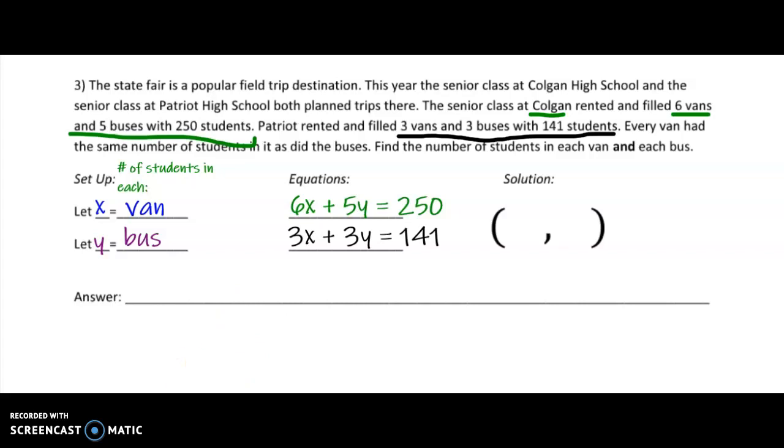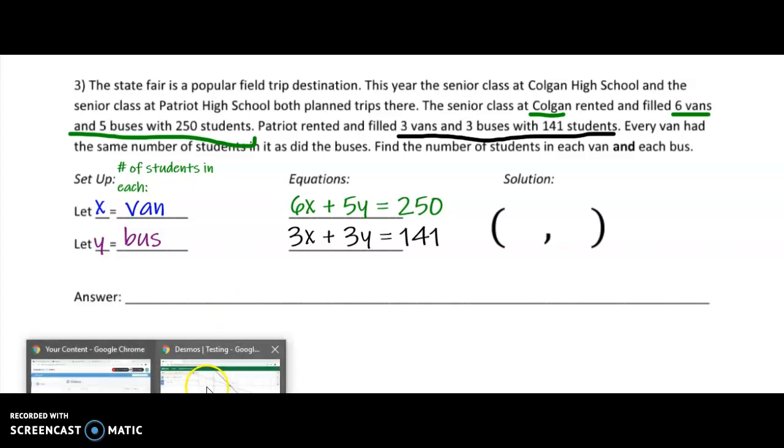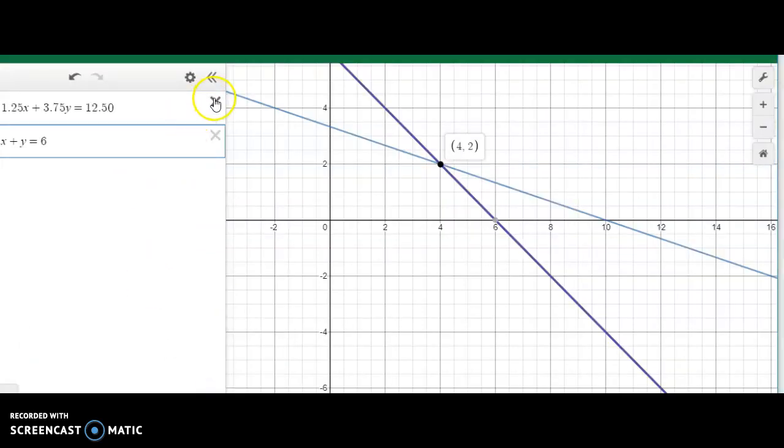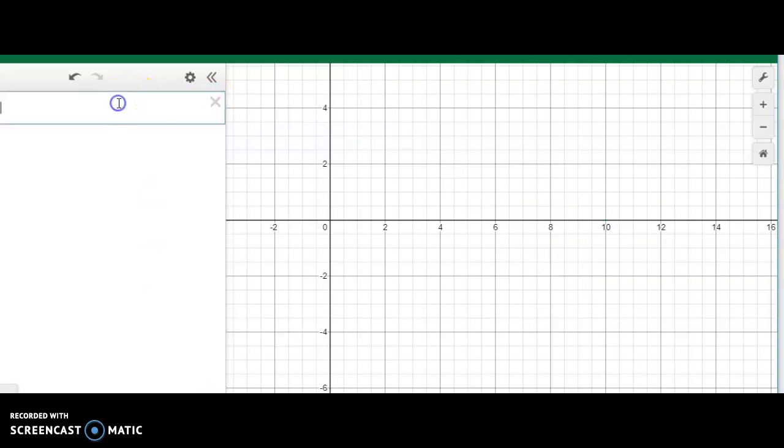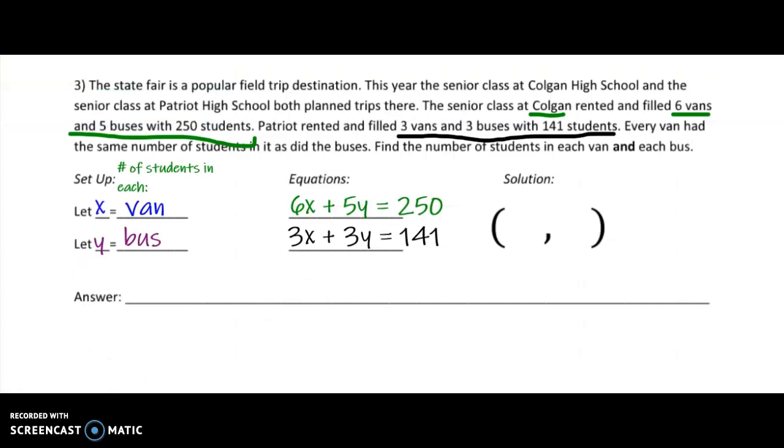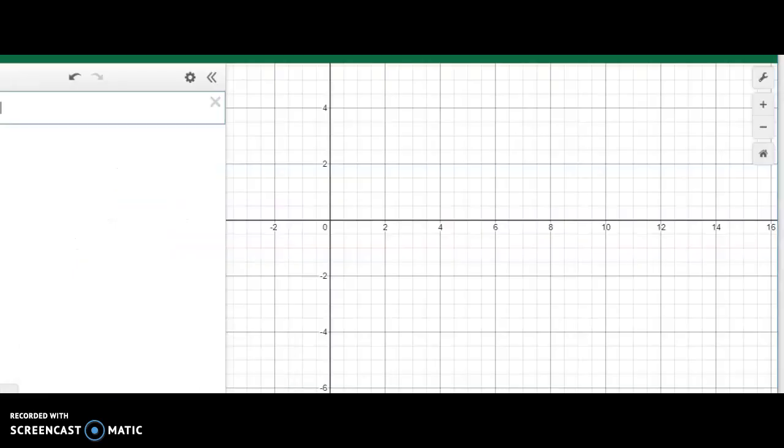So again, we go to Desmos, type those 2 equations in, X out whatever you had there. The first equation was 6x plus 5y equals 250. And the second equation was 3x plus 3y equaled 141.